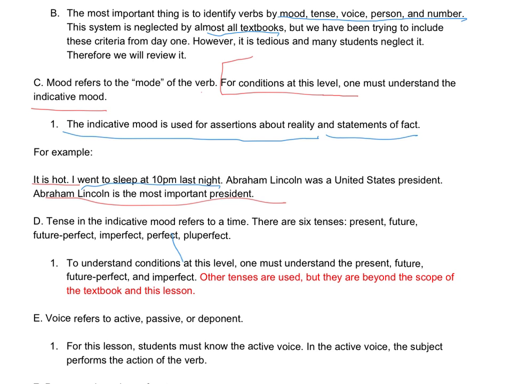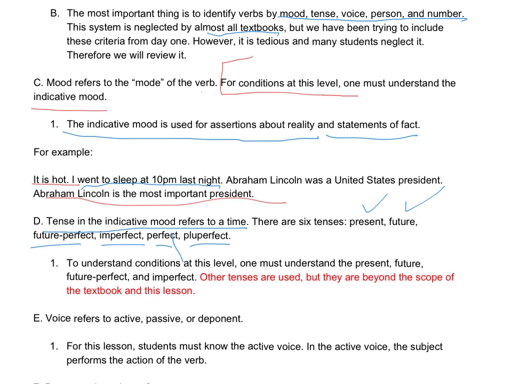So verbs are identified by mood, and tense is the second one. Tense in the indicative mood refers to a time. There are 6 tenses in the indicative mood. That's not true for other moods. The present, the future, the imperfect, the perfect, the future perfect, and the pluperfect.